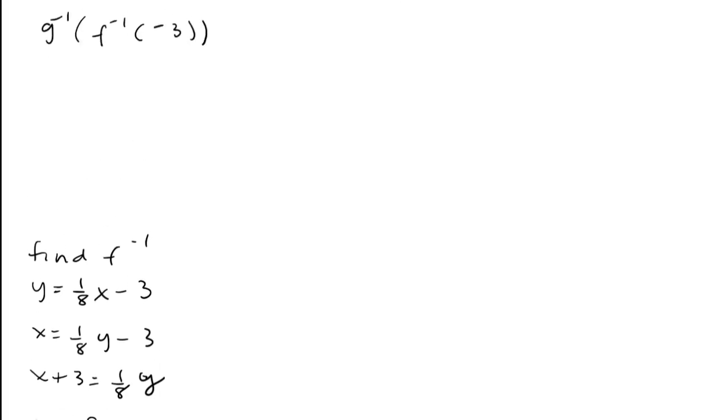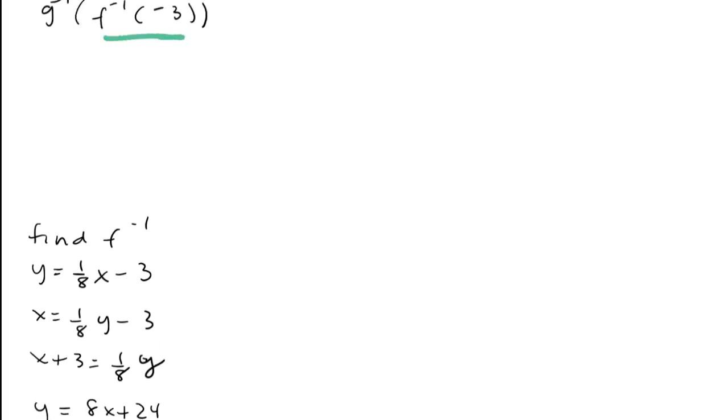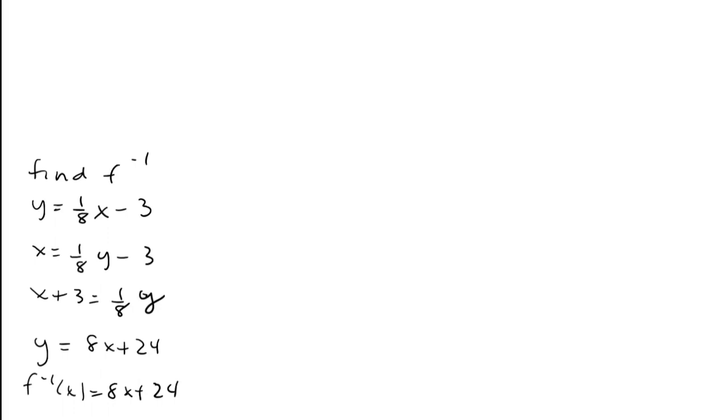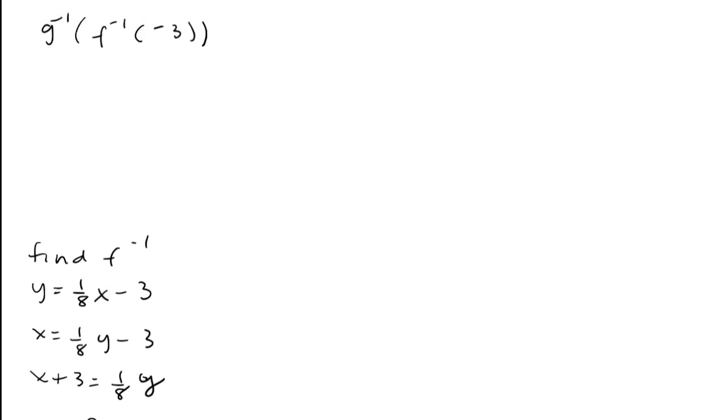So look at what we're doing up above. We're trying to find the inverse at -3. So I'm going to take this and sub a -3 in. So it's going to be 8 times -3 plus 24 in here. Okay, so this is inverse. So we said 8 times -3 plus 24, which gives you a 0.